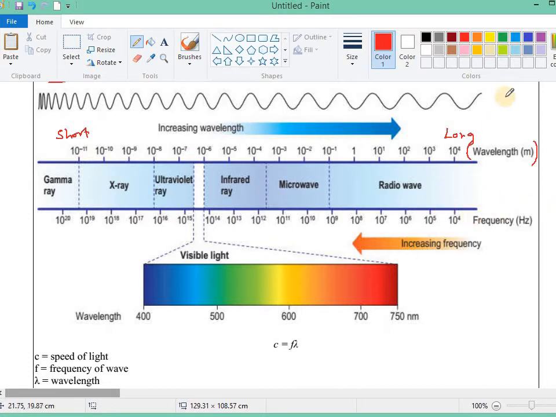But when you look at the frequency, the side where we have a long wavelength is actually low frequency, and the side where we have short wavelength has high frequency. Why is it like that? Why is it that when the wavelength is longer, the frequency will be lower? You just look at the wave equation.